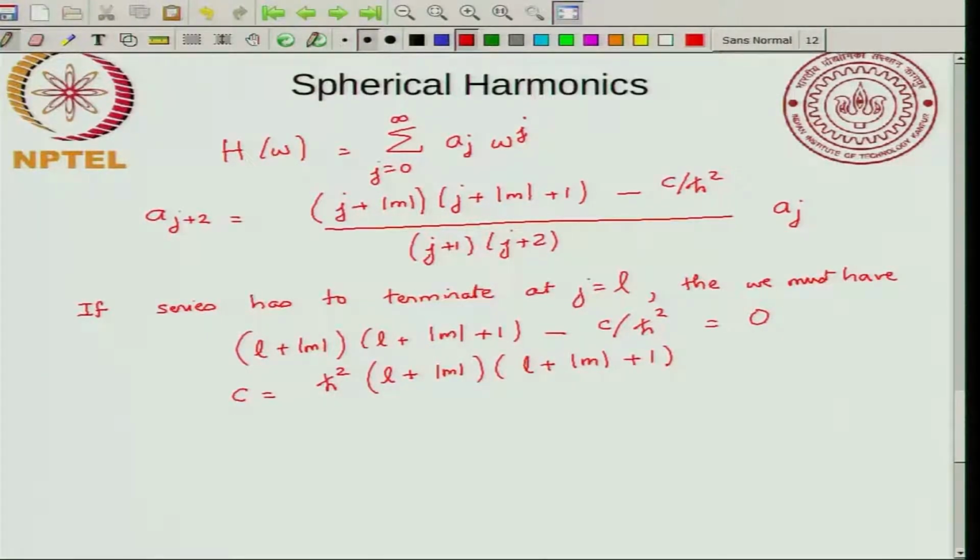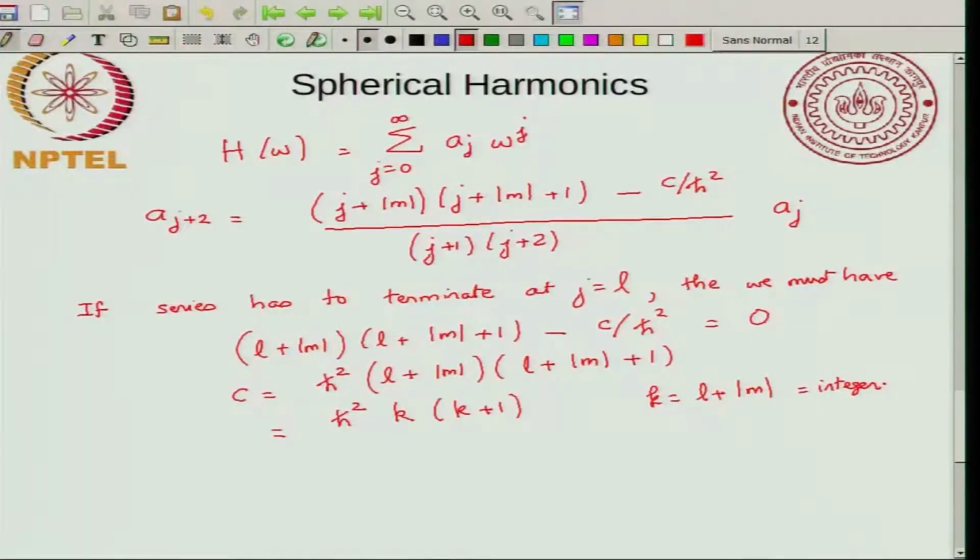Okay, and L is an integer. m we already showed to be an integer. So L plus mod m is another integer. We will call it k. So this is h bar square k plus 1, where k is equal to L plus mod m. This is a positive integer.